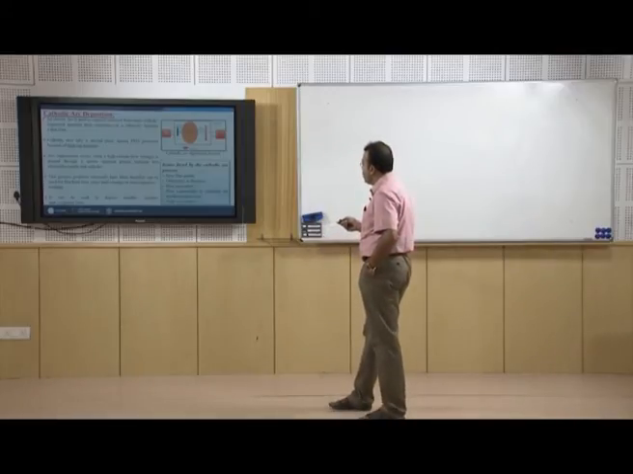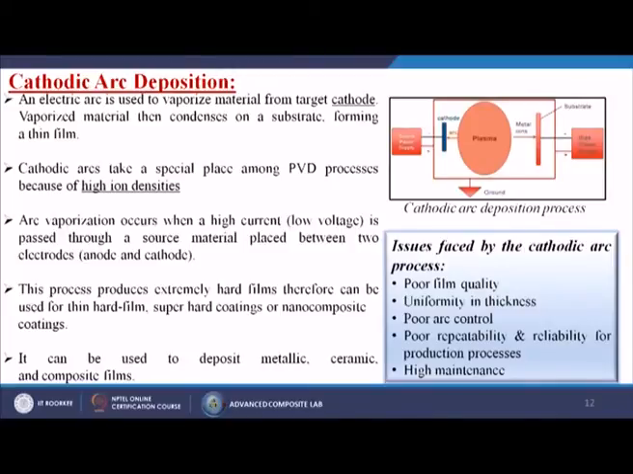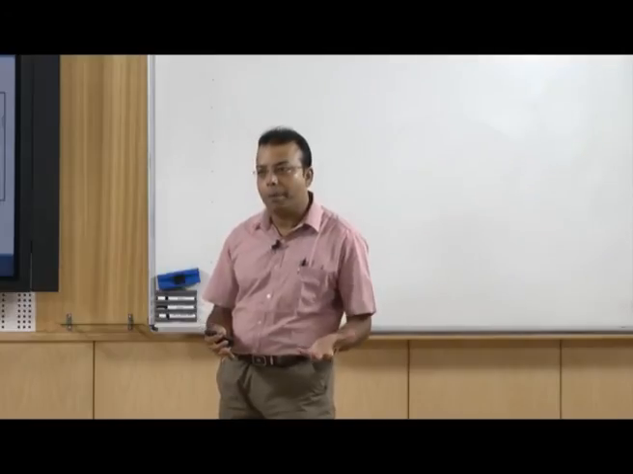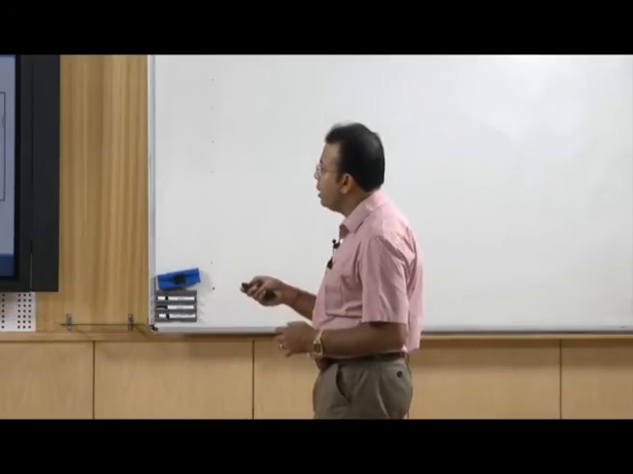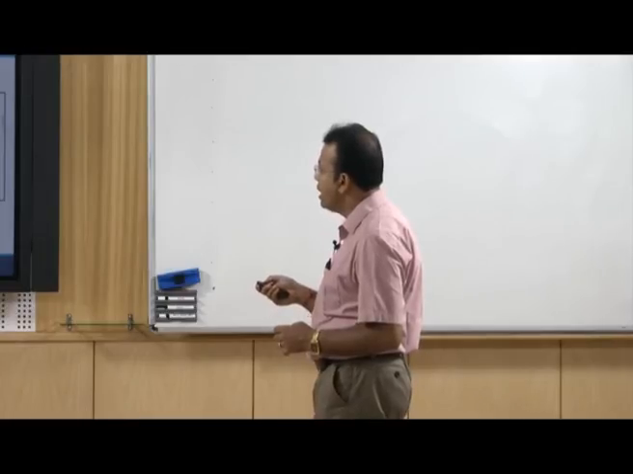So, issues faced by the cathodic arc process: poor film quality, poor uniformity in thickness, poor arc control, poor repeatability and reliability for production processes, and high maintenance. These are all the issues we can generally face while doing the cathodic arc deposition process. The next one is called the filtered cathodic arc deposition process. From the name we can understand that this is a slightly modified version of the previous one. The filtered cathodic arc process is extensively used to deposit tribological and wear resistant thin films. Mainly it eliminates the macro particles that degrade coating performance.